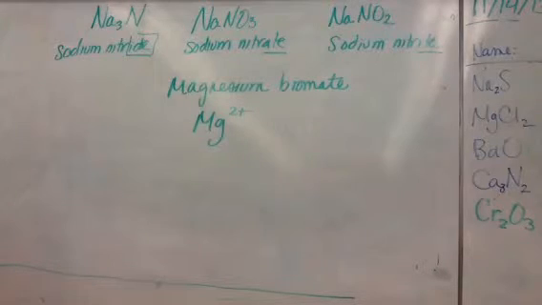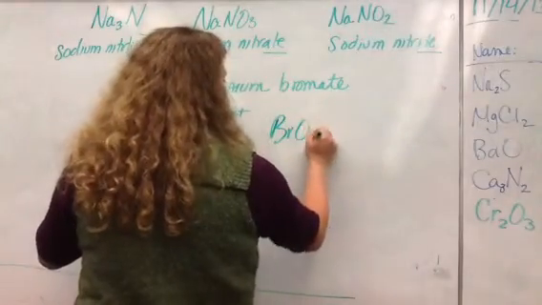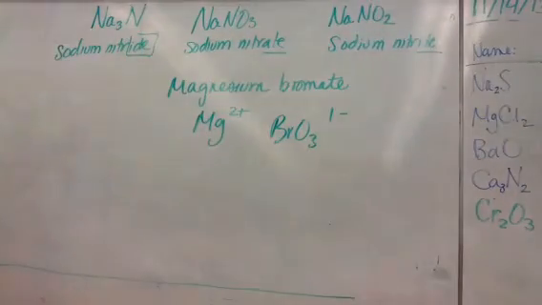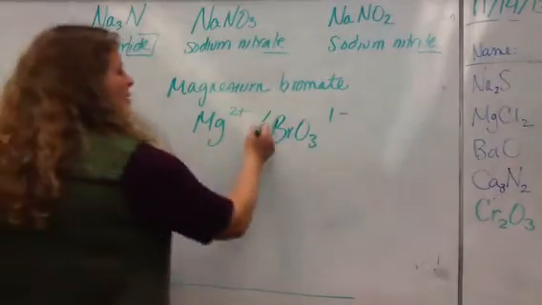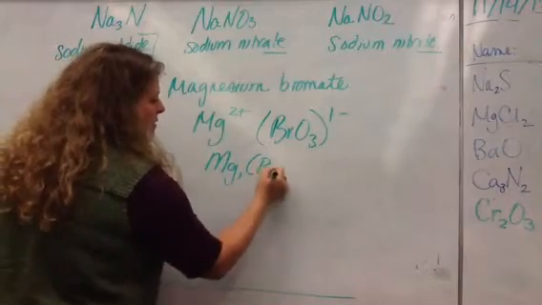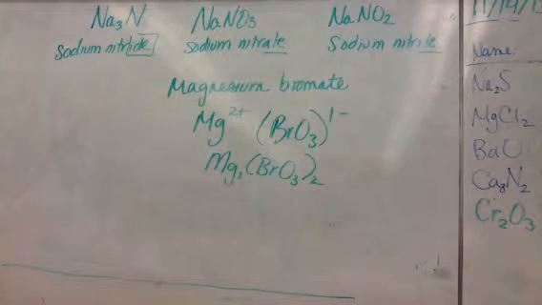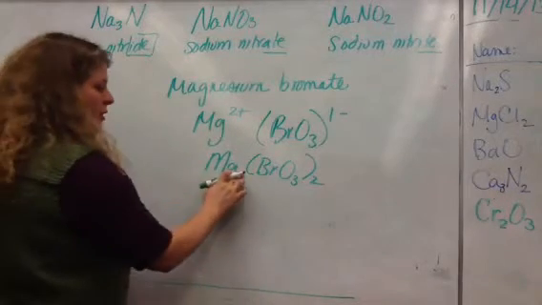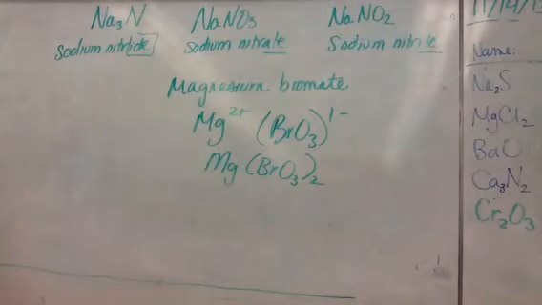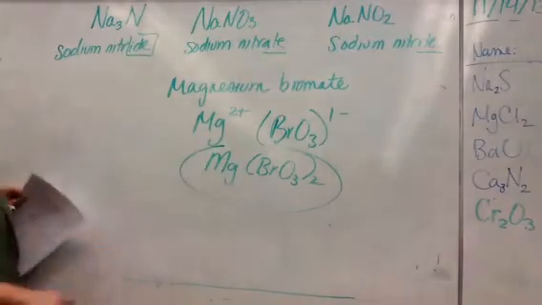So, what's the formula for the bromate ion? BrO3 1 minus. So we're going to have those parentheses. Mg1, BrO3, 2 times. And of course this 1 we don't need, so we just write Mg(BrO3)2. This is correct, right there.